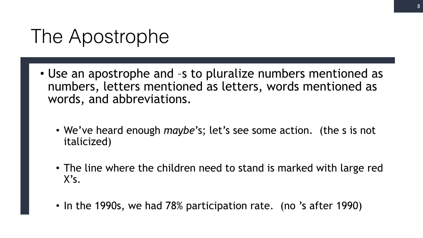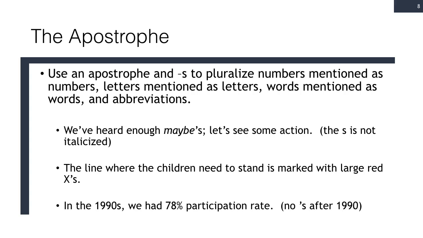Let's take a look at this. So in this first sentence, the word is "maybe," right? That's the word that's being mentioned. We've heard enough maybe's. Let's see some action. So the word maybe is italicized first, and it has an apostrophe S in it. But note that the S there is not italicized, just the word is.